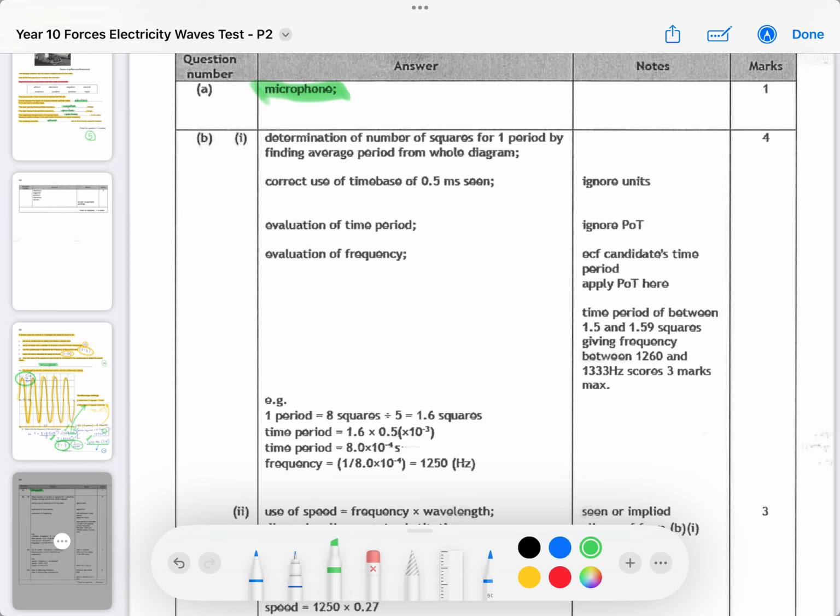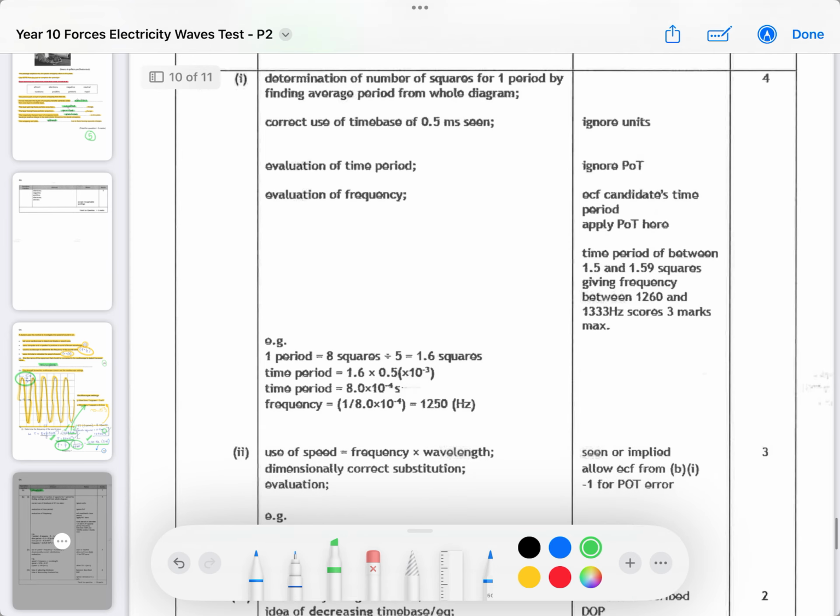And then this is the mark scheme, the rest of it. So they're telling you that you need to know how to use the number of squares to work out how to get 1 period. Best way is to use the full extent of the number of periods that you can see on the full screen, so it makes it more accurate. Whenever you use more data, it becomes more accurate.